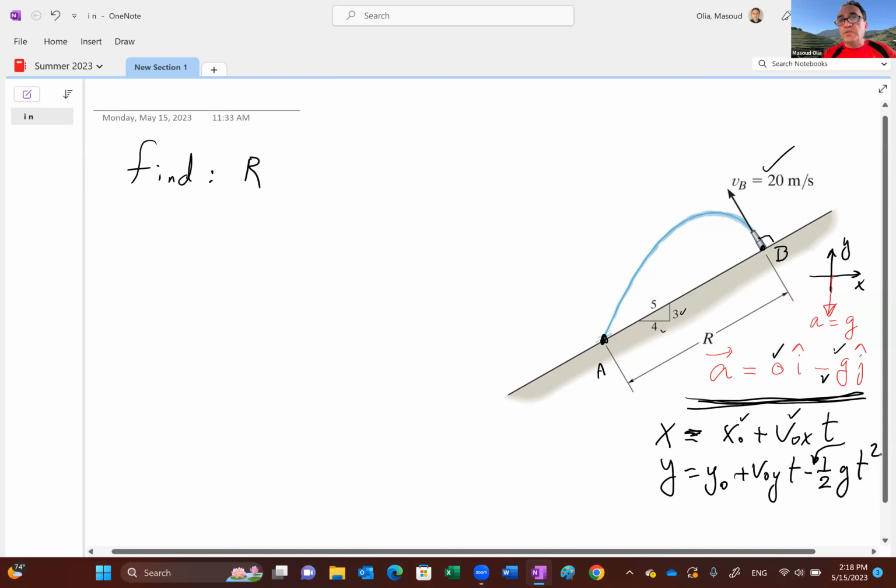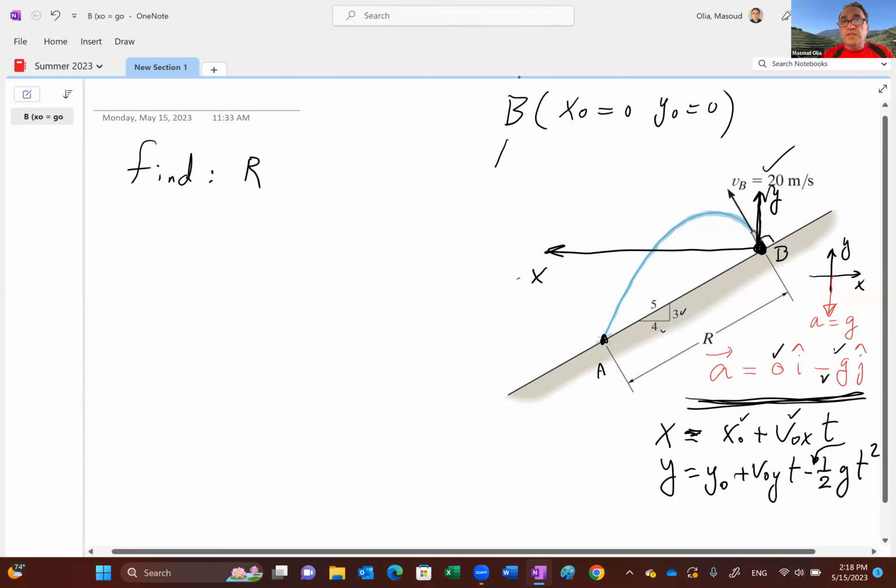So let's pick our coordinate system. I'm going to call this positive x and call this positive y. Basically, I just changed it. I call positive x to be to the left. All right. So this is our initial position at B. x0 is equal to 0 and y0 equals 0, because that's our reference. And what's the coordinate at A based on the x and y? So this is the x, right? And this is the y.